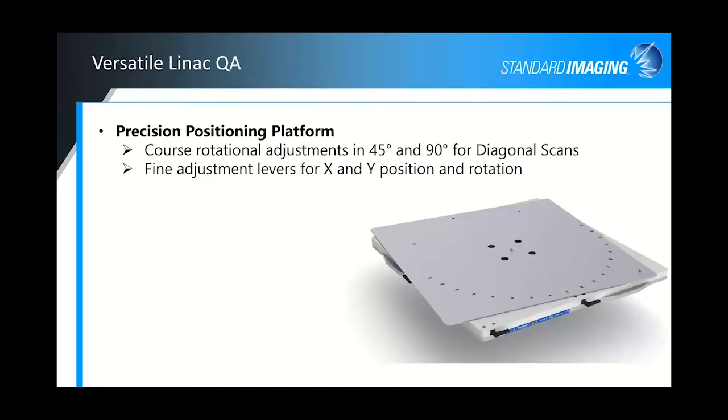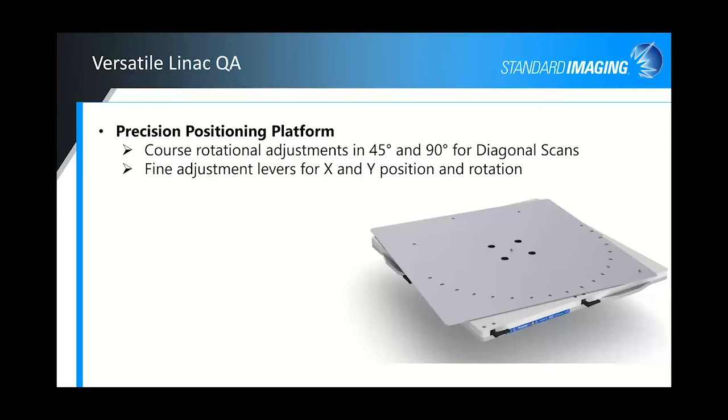And as well, our uniqueness is included with our precision positioning platform. We have coarse rotational adjustments that lock into place at 90 degrees and at 45. So there's 45s if you want to do your diagonal scans. You can easily rotate that phantom. And the nice thing is it sits on a self-lubricating, if you will, Teflon platform. So you can rotate the tank even with water in it and lock it into place.